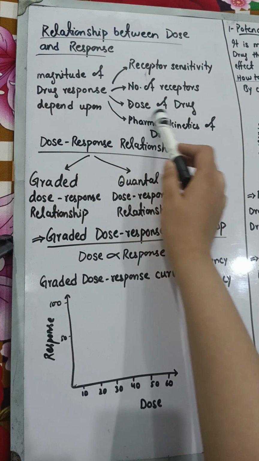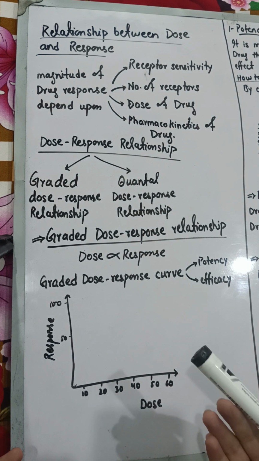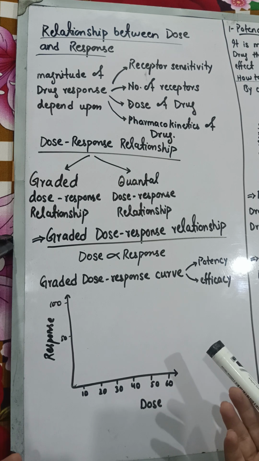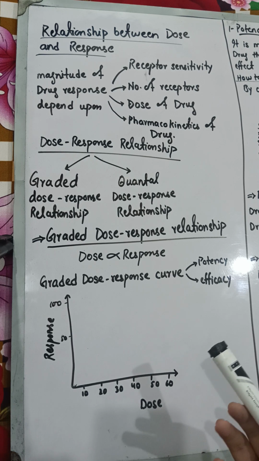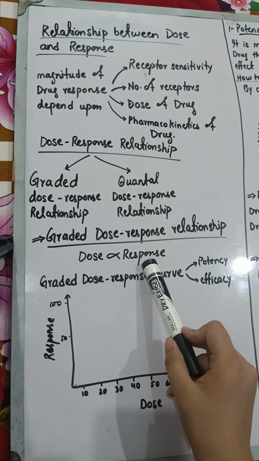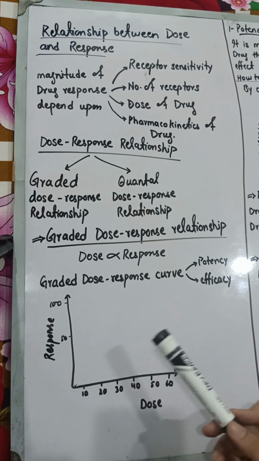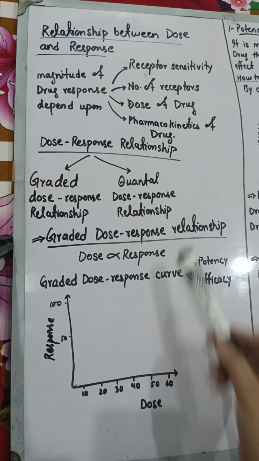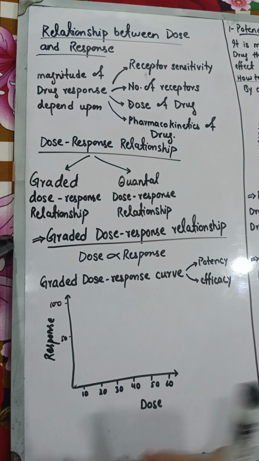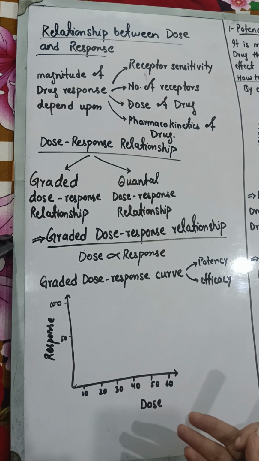Next, it depends upon the dose of your drug. Whenever you increase the dose of your drug, you increase the pharmacological response inside your body. This relationship indicates that your dose and your response are directly proportional to each other. Whenever you increase the dose, your response will increase. Lastly, it depends upon the pharmacokinetics of your drug, that is, how your drug is absorbed and how it is metabolized. These factors also affect it.